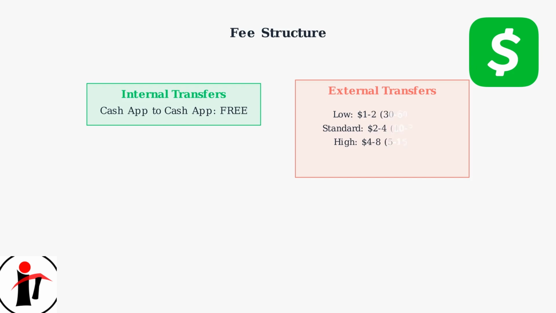External transfers to other Bitcoin wallets have three priority levels. Low priority costs $1 to $2 and takes 30 to 60 minutes. Standard priority costs $2 to $4 and takes 10 to 30 minutes. High priority costs $4 to $8 but completes in 5 to 15 minutes.